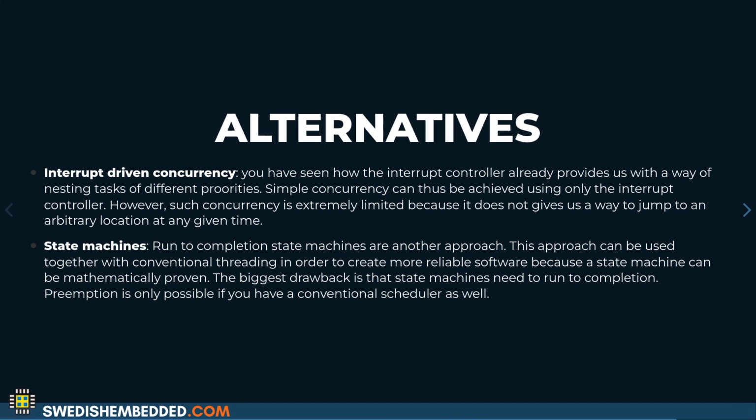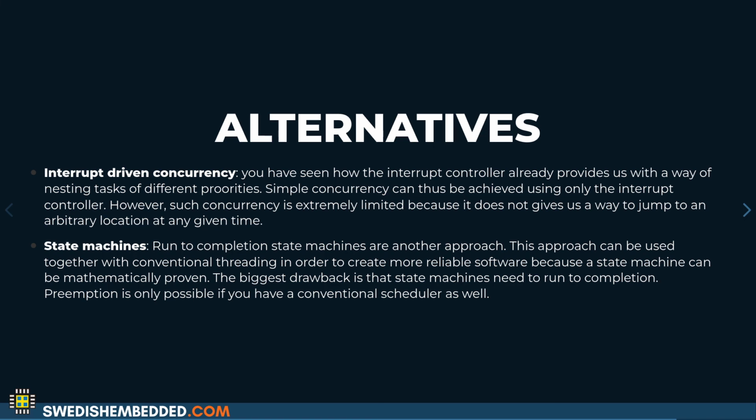And number two is state machines. Now, state machines work best if you build them on top of the conventional concurrency, because that gives you the most freedom. You can still have the massive benefits of conventional concurrency, as well as the benefits of state machines, where you can actually prove that a state machine is correct. You can prove it mathematically. So state machines have this additional benefit of being verifiable.